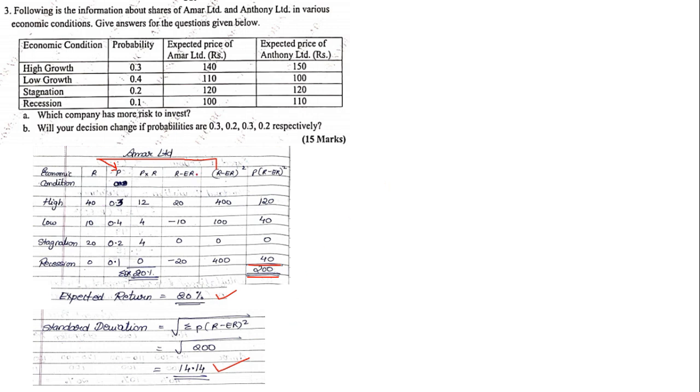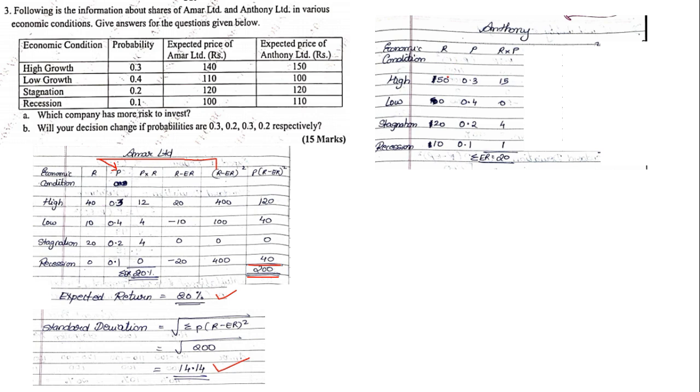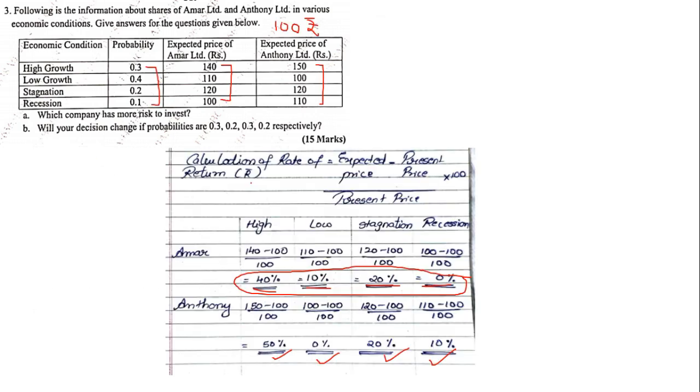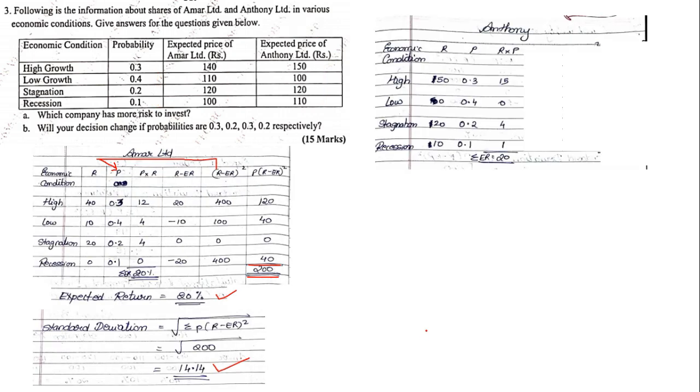Same way, okay, this was for Amar. Same way we will find for Anthony. So for Anthony, again, the returns that we had recently found. Okay, so see, we found the returns from here. I'll just go backward. We found 50, 0, 20 and 10. The probabilities are same, 0.3, 0.4, 0.2, 0.1. Multiply: 15, 0, 4, 1.